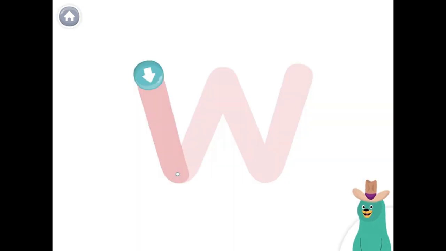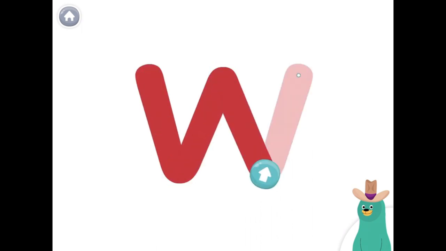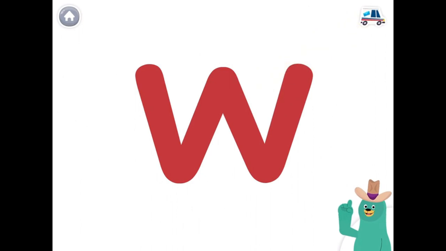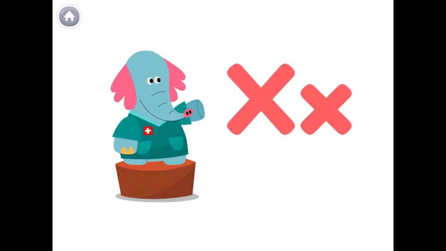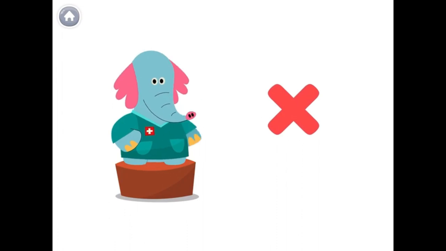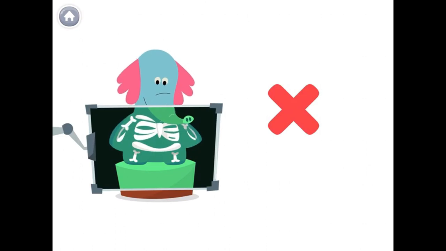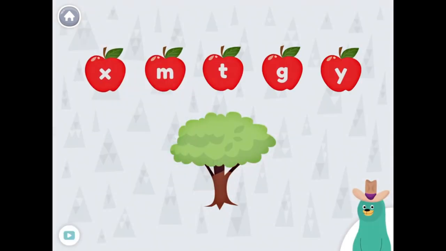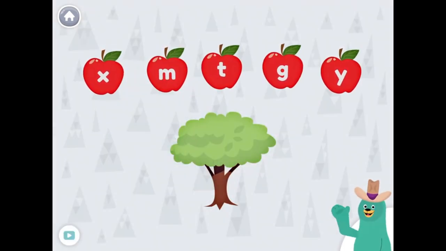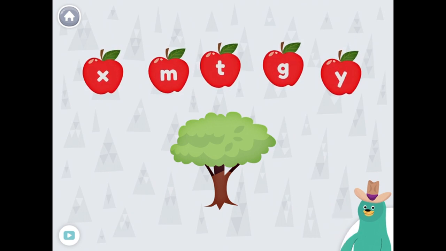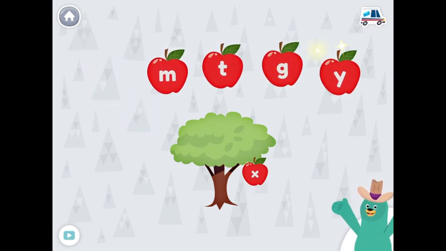Trace the lowercase letter W. Great! You traced the letter W. Duralo here. This is the letter X. And this is the lowercase x, like in the word X-ray. Oh, check that out! X as in X-ray! Put the apple with the letter X on the tree. X. Super duper!